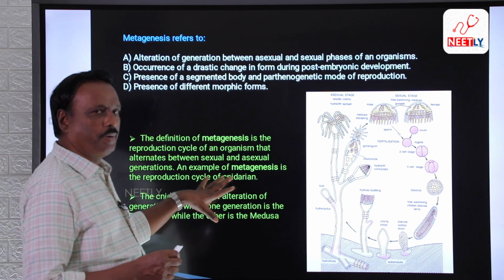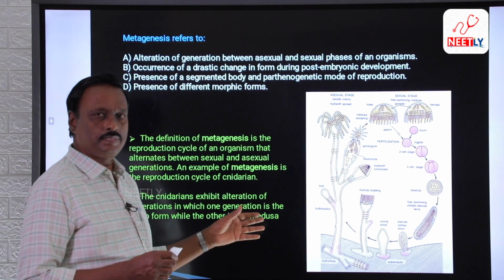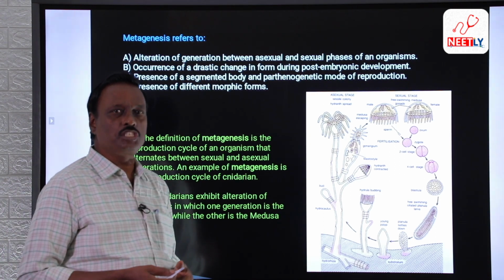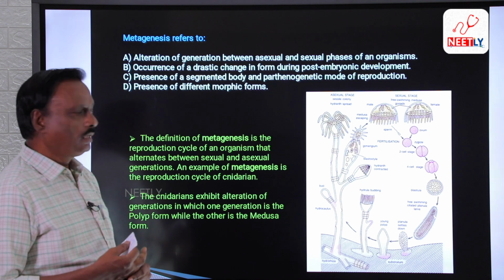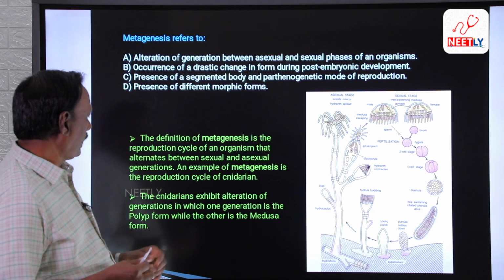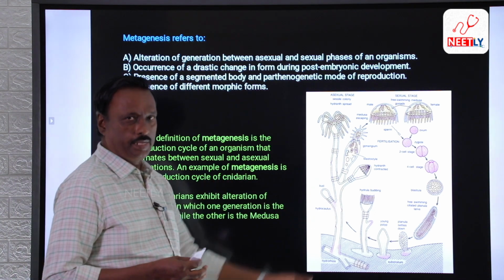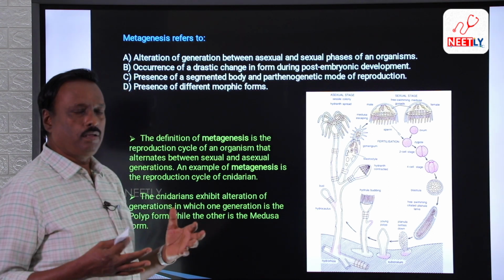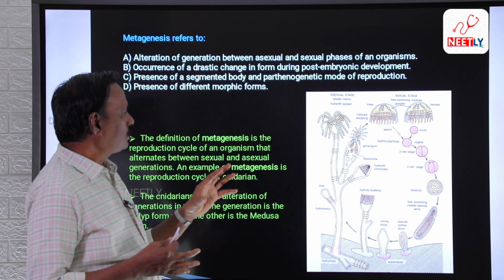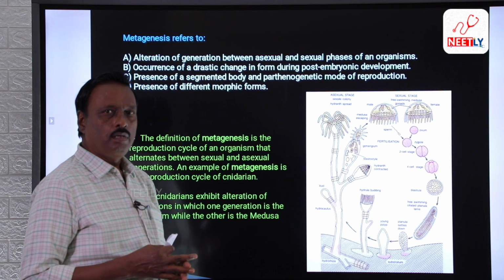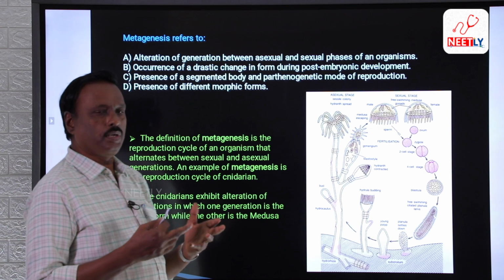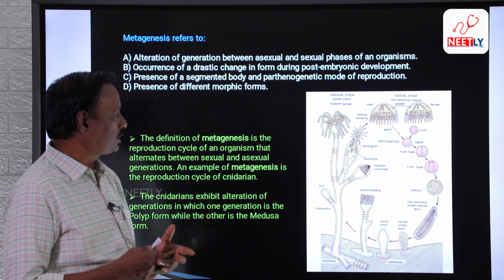The best example for metagenesis is the cnidarians, that is, the coelenterate organisms. Most coelenterate organisms exhibit this kind of metagenesis, that is, alternation of generations in the life cycle. One suitable example for this is Obelia. Obelia is a colonial organism that lives in the sea, and it has many parts called zooids. Each zooid has its own function. One zooid is for nutrition and another for reproduction, like that.